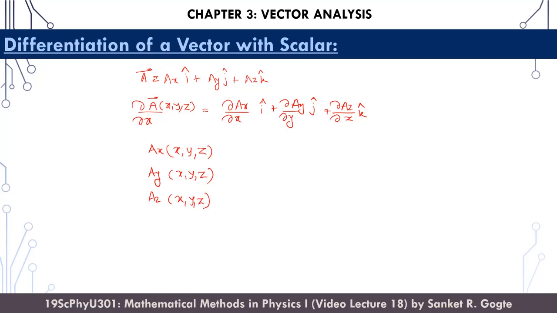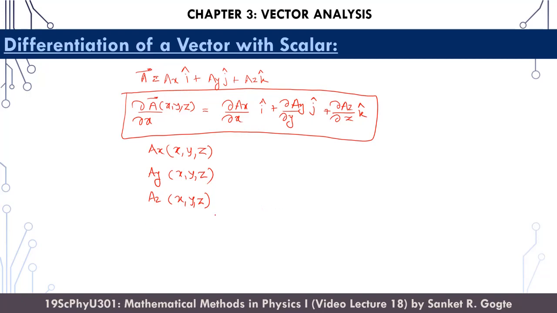And therefore, when we differentiate a vector with respect to a scalar quantity, this is what it means. We differentiate each of the functions associated with that vector field with respect to the given scalar. Here, I have assumed the scalar to be x. It could be some other scalar on which the function depends along with the space.